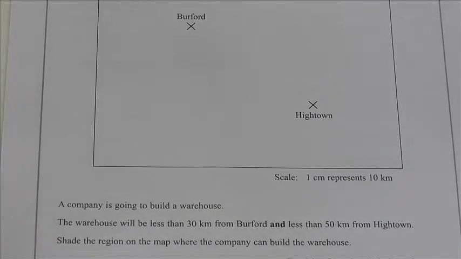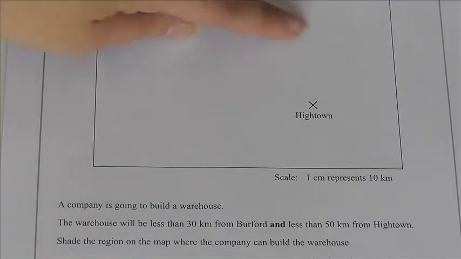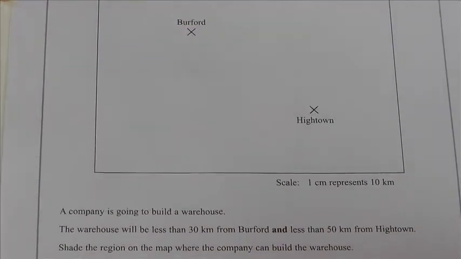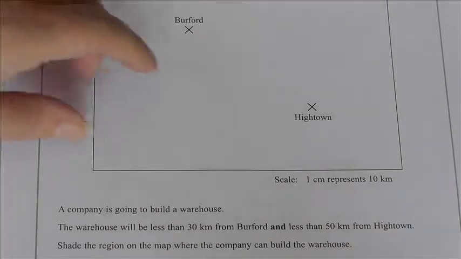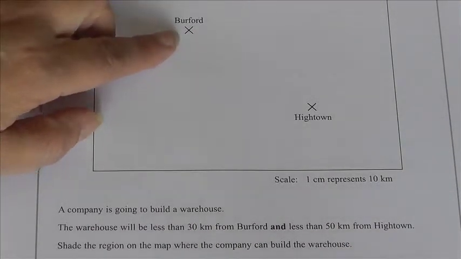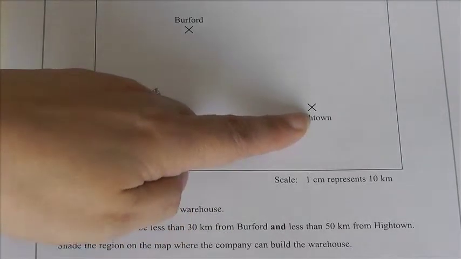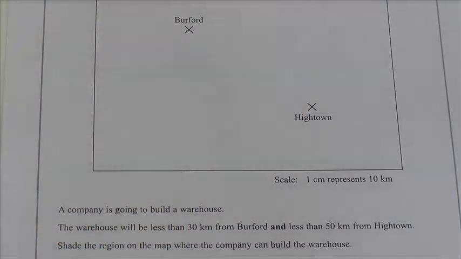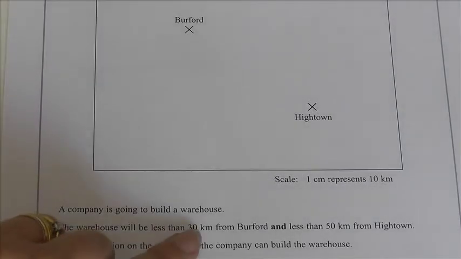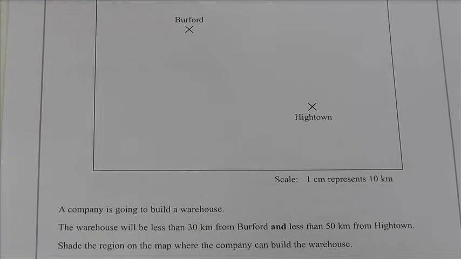Question 10 gives you a map with 2 locations on it and tells you that a company wants to build a warehouse between these 2 towns. It needs to be less than 30 kilometres from Burford and less than 50 kilometres from Hightown, and you need to shade the region. Now this is a clue that this is going to be an area and not just a single point. Any point that is less than 30 kilometres from there would form a circle around the point.